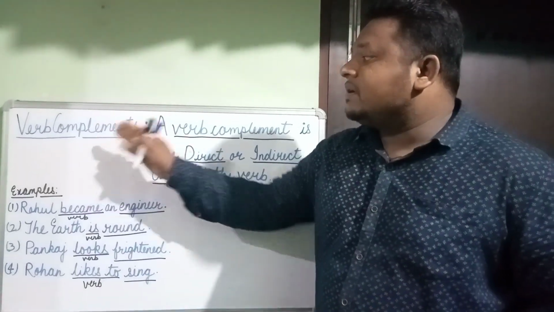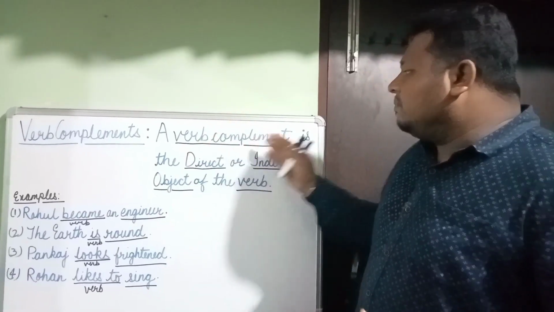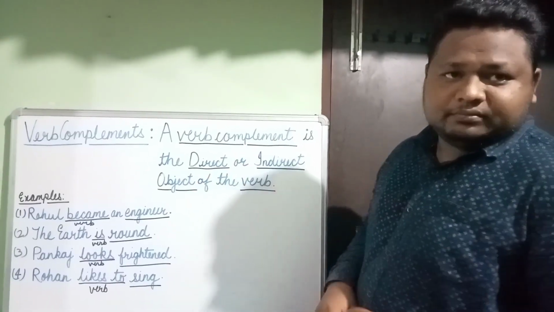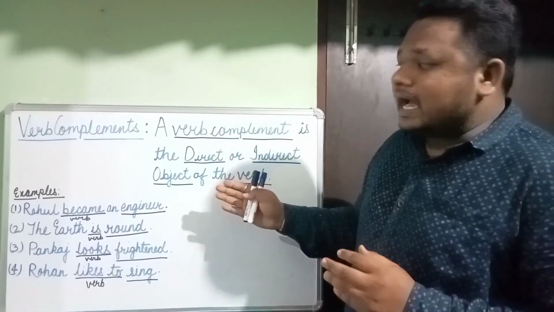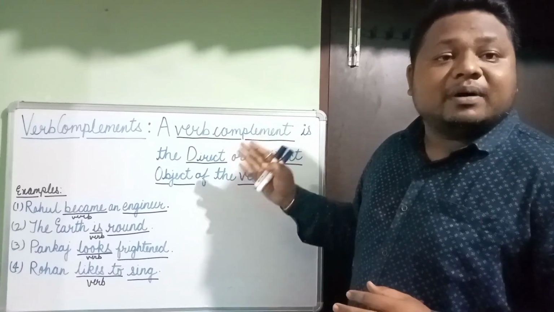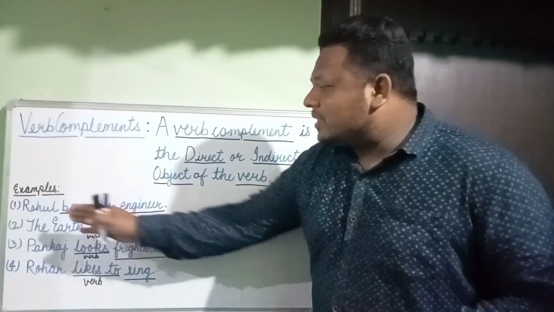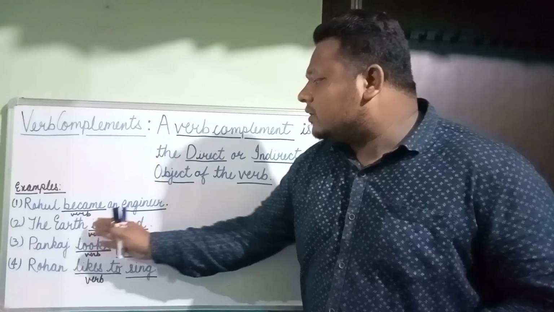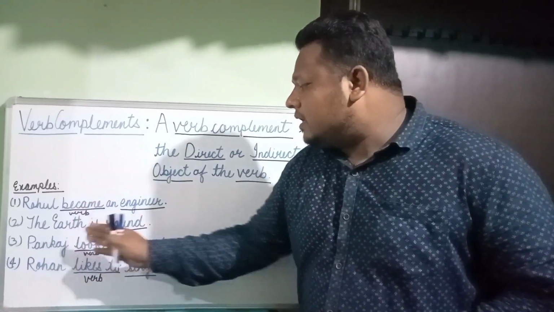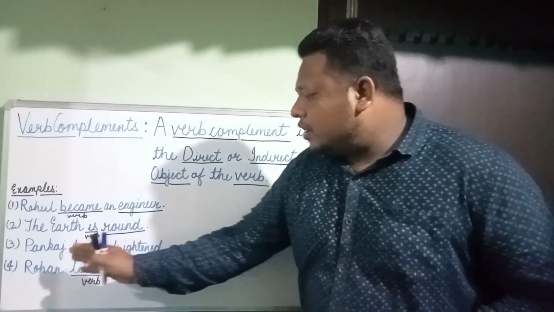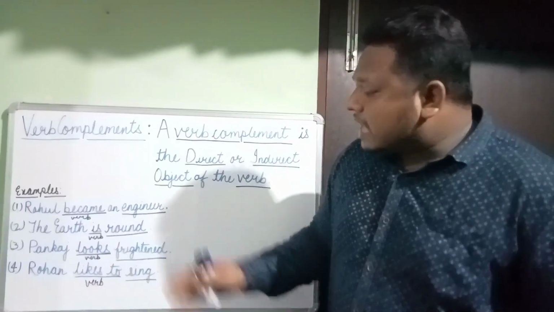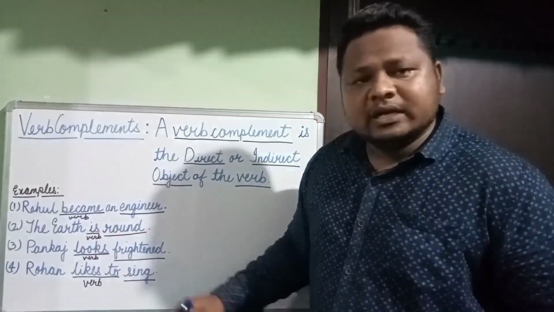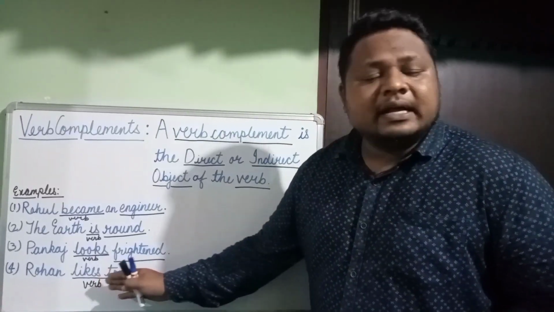Now, let us see what a verb complement is. A verb complement is the direct or indirect object of the verb. Now let us try to understand verb complements with the help of some examples. Number one, Rahul became an engineer. The earth is round. Pankaj looks frightened. Rohan likes to sing. Now, in these sentences, we have the verbs became, is, looks, and likes to.